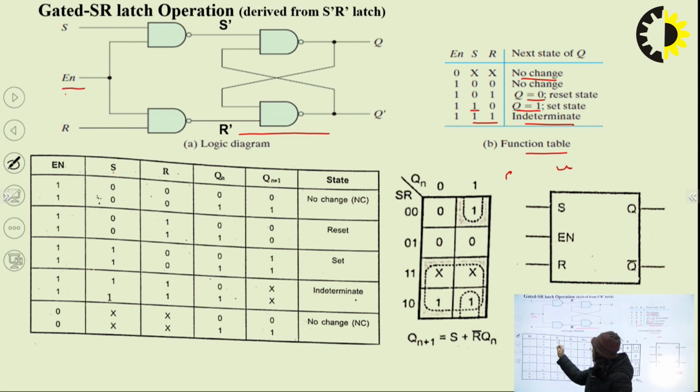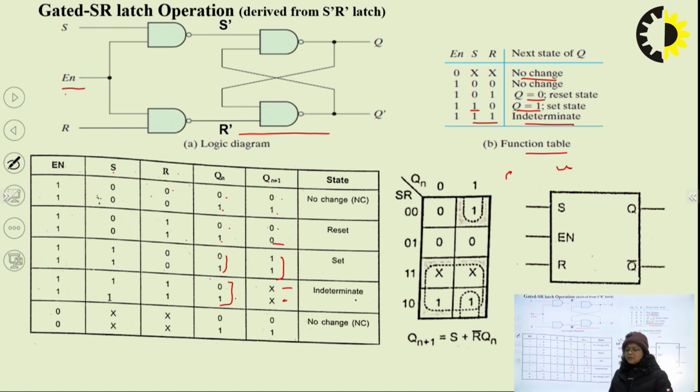If we elaborate this truth table, then we can form the characteristic table by considering all the possible combinations of S, R, previous state, and based on that, the next state. So when the enable is 1, for SR 0 0, if previous state is 0, next state is 0. If previous is 1, next is 1. For SR 0 1, if previous 0, next 0, and for previous 1 also, next is 0 because of reset. For SR 1 0, previous state may be 0 or 1, next state will be 1. And for 1 1, previous state may be 0 or 1, but next state will be indeterminate, that is don't care.